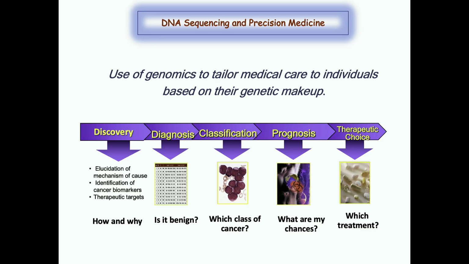So what is the purpose of DNA sequencing and precision medicine? It can be for discovery, for diagnosis, for classification of disease stage, for prognosis, or for therapeutic choice. It depends upon your application. You can tailor your NGS-based analysis accordingly.